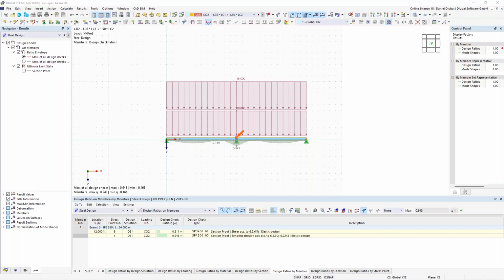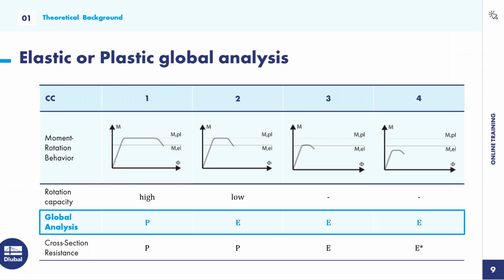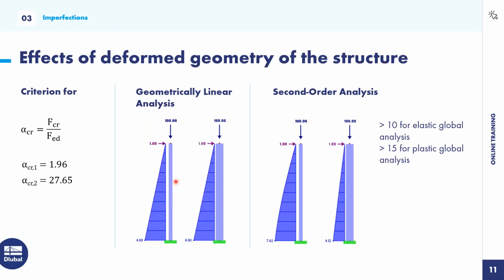Okay, so let's go ahead with the PowerPoint. So we have here now different effects of deformed geometry of the structure. So I explain to you what I mean by that. So in the first online training, we have learned the difference between the calculation of geometrical linear analysis and the effects of second order analysis. And this plays a very important role in the whole topic of imperfections. So let's take a look.